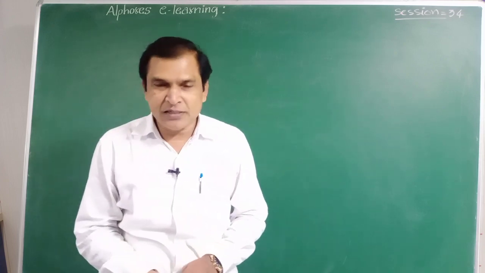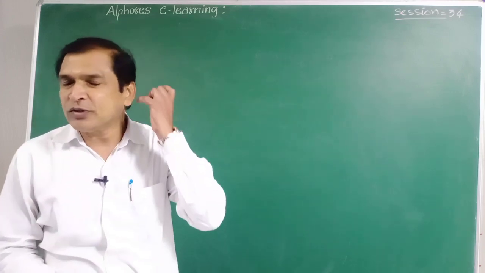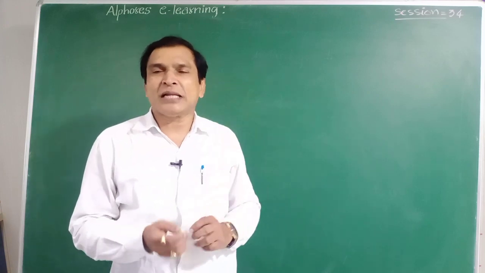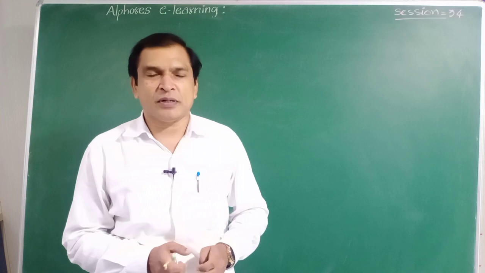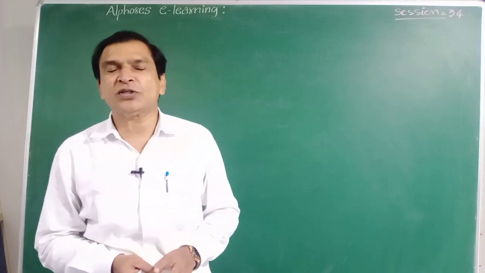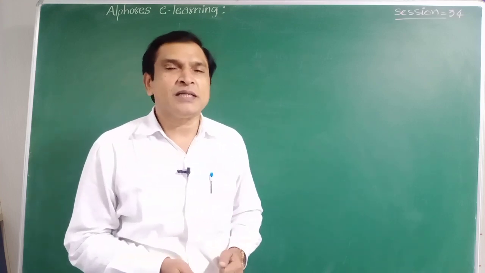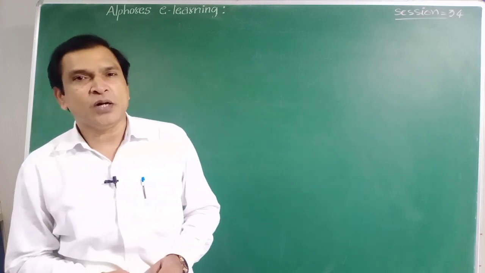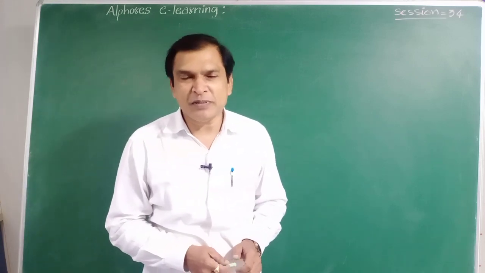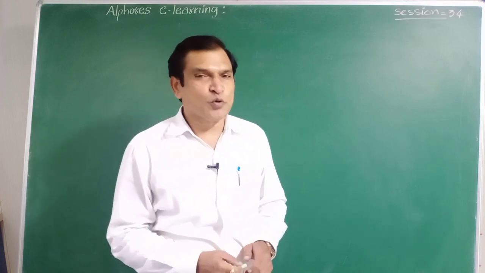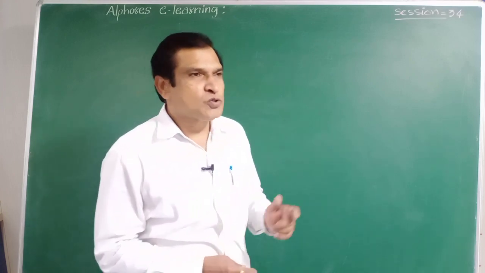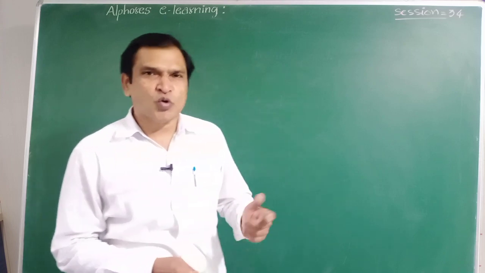In this session we are going to discuss the anomalous electron configuration of chromium and copper. In the last session we completed Hund's rule of maximum multiplicity, and along with that we did the anomalous configuration of chromium. So now we are continuing with chromium and copper.